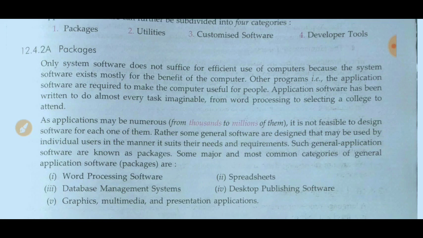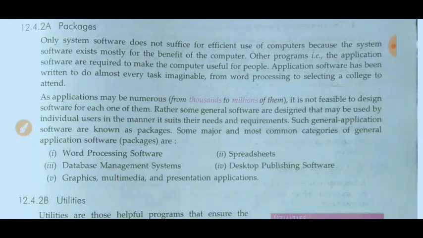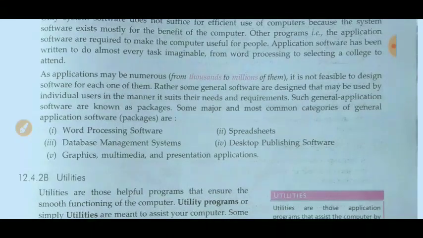Some major and most common categories of general application software are: one, word processing software; second, database management software; third, spreadsheet software; fourth, desktop publishing software; last, graphics, multimedia and presentation application software. These are broad categories, so they cover almost every kind of software. Word processing software is for typing related tasks. Suppose we want to record our data for future purposes, at that time we use DBMS, database management software. Spreadsheet is for calculation purposes. Then similarly graphics, animation, multimedia, presentation files. Everything is covered in these categories, and most software comes under them. So these are the packages.